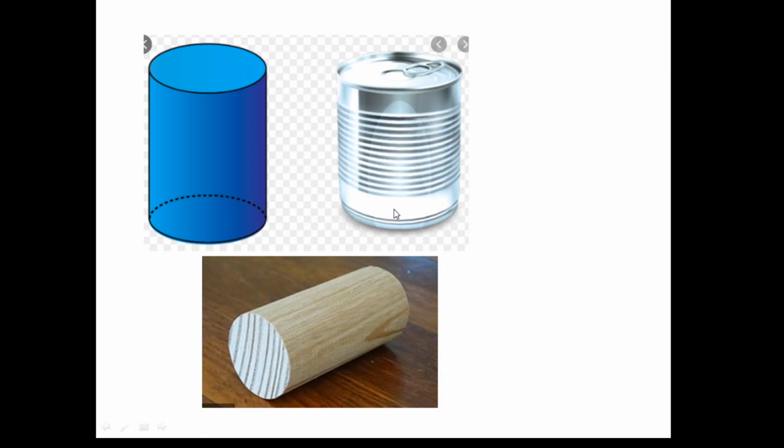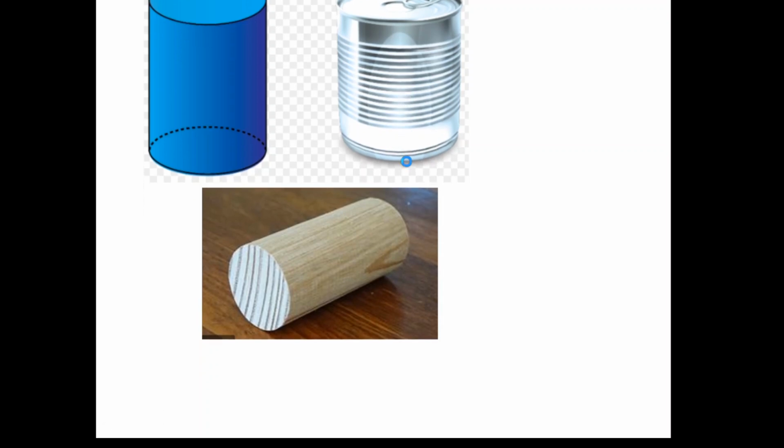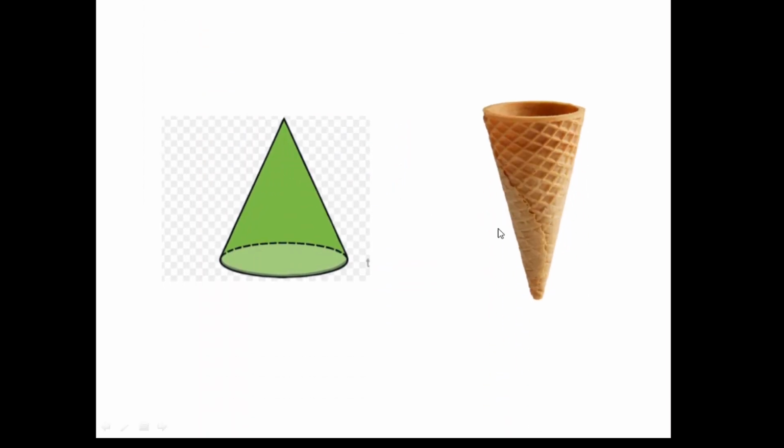So the next solid. You already know this. We have seen many things in this shape. What is this? Cylinder, right? And you have to identify how many faces and edges. Then look at the next one. What is this? Yes, this is a cone, right? You can see many things in this shape of cone. It's a familiar thing. That's an ice cream cone, right? Yes.